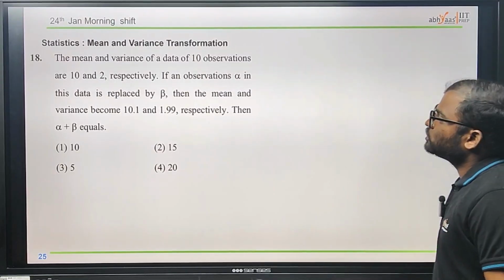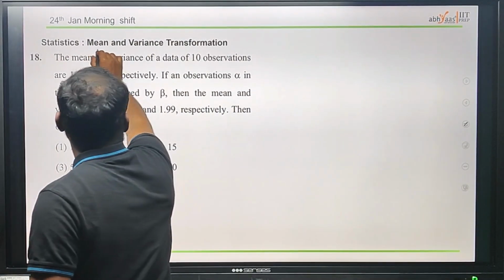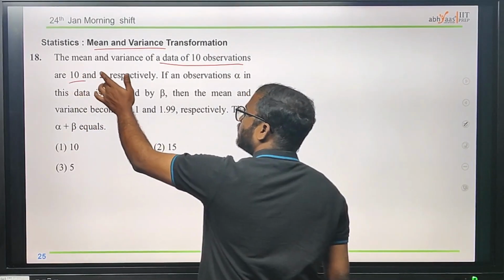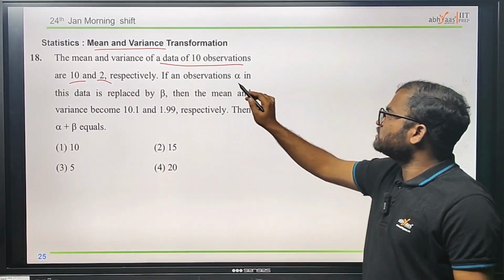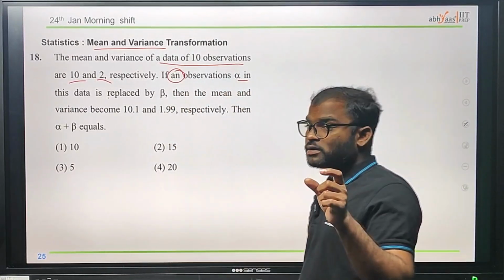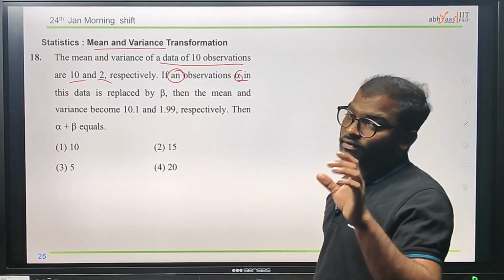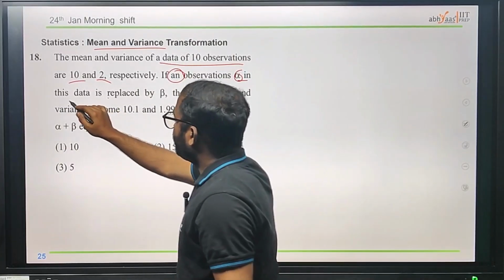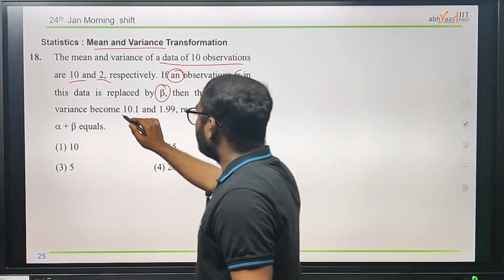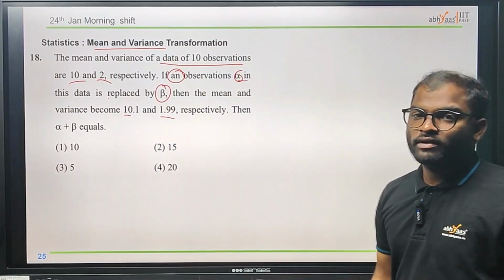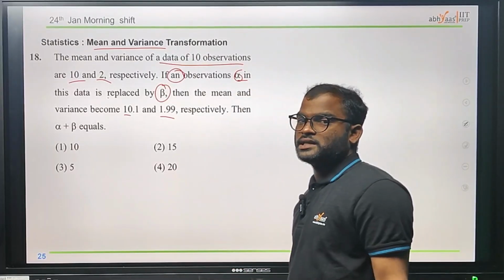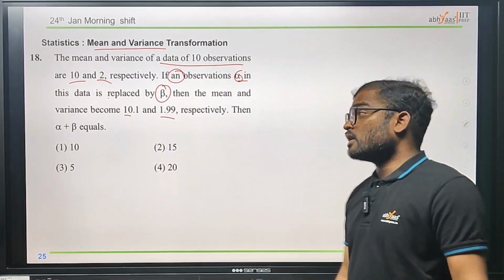Next question on the basis of statistics, mean and variance. If you observe the given 10 observations, the mean is 10 and the variance is 2. If an observation alpha in the data is replaced by beta, then the mean and variance change to 10.1 and 1.99 respectively.